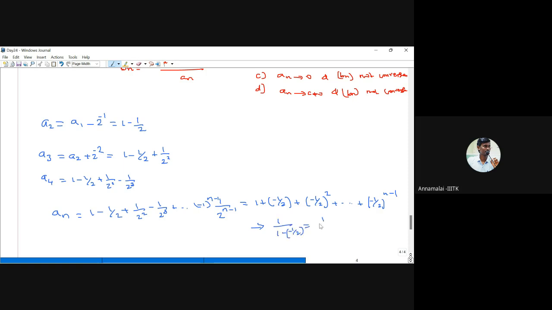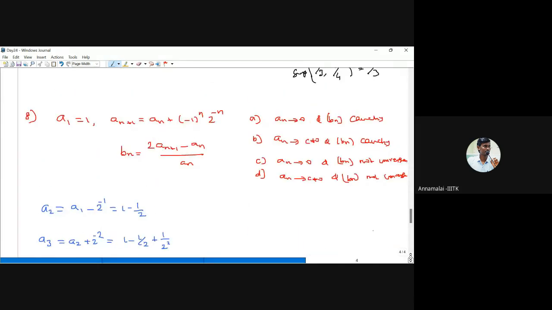So therefore, 1 by 1 plus 1 by 2 is nothing but 2 by 3. Therefore, an converges to a non-zero number, 2 by 3. Therefore, we can omit the last option and the first option, because they say an converges to 0. But an converges to a non-zero number. Okay, therefore the last two options we can omit. Now we can talk about bn.